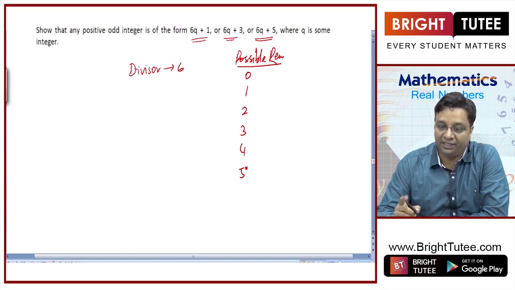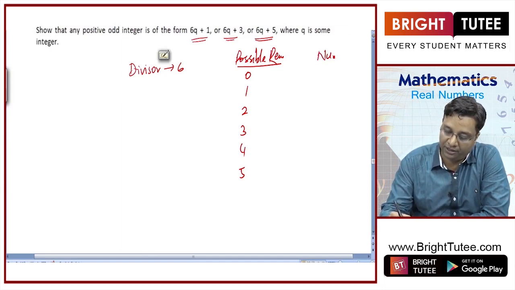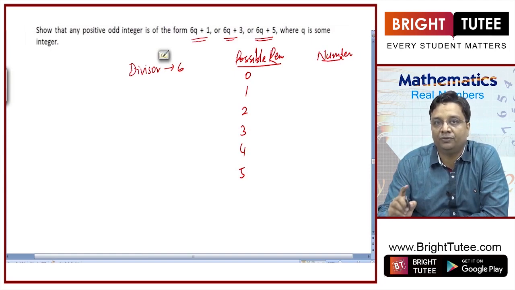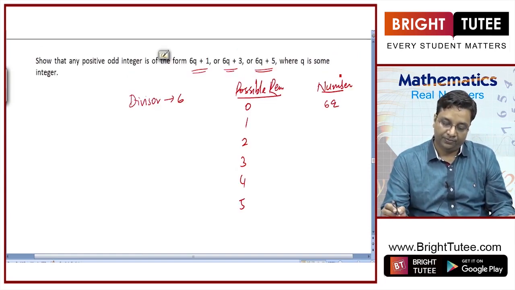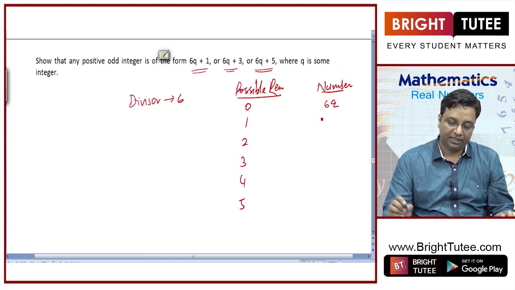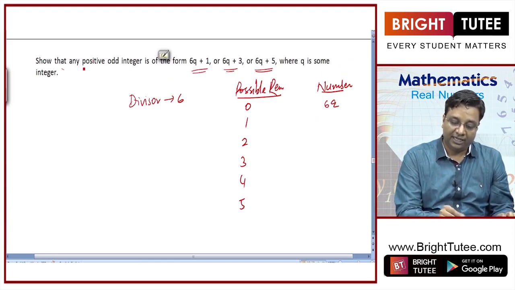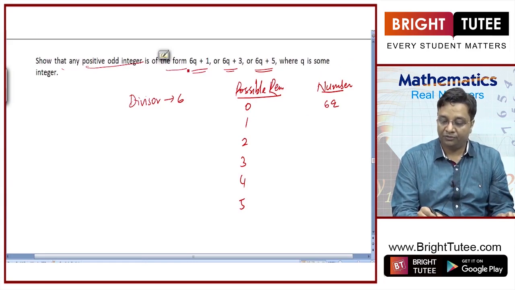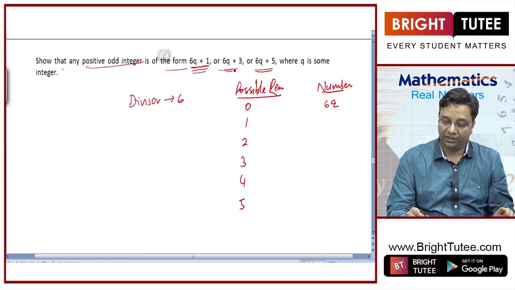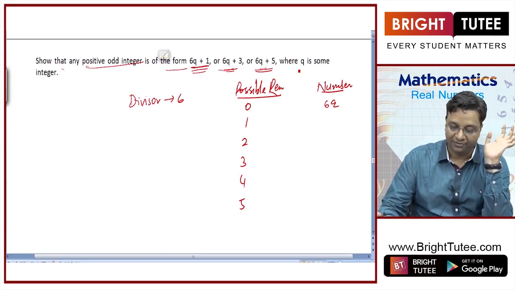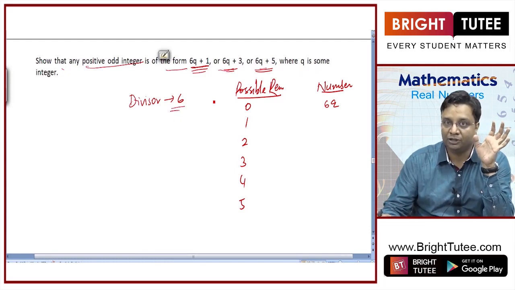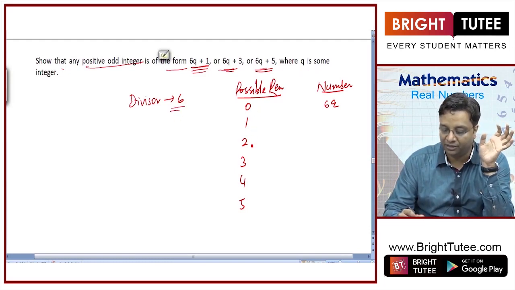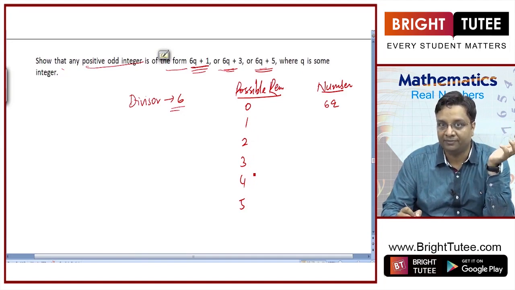So every positive integer will be of the form 6q. I hope the question is visible. Show that every positive odd integer is of the form 6q plus 1, 6q plus 3, 6q plus 5, where q is some integer. So what I have done is, I have taken 6 as my divisor. So what are the possible remainders in this case? 0, 1, 2, 3, 4 or 5, right.